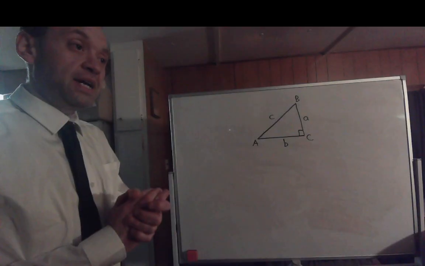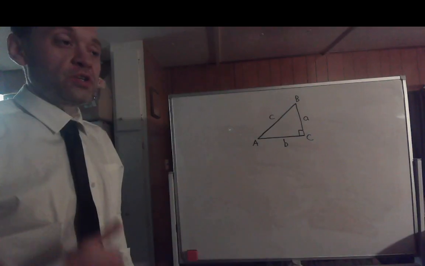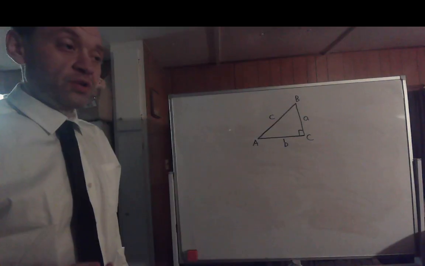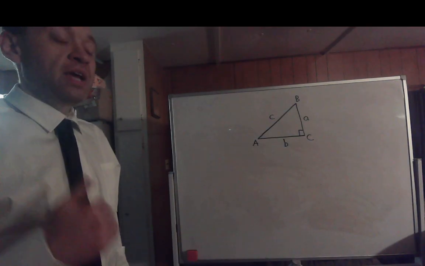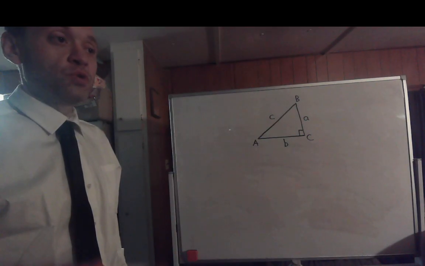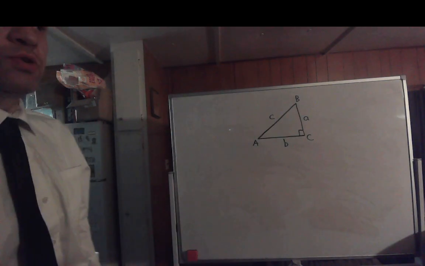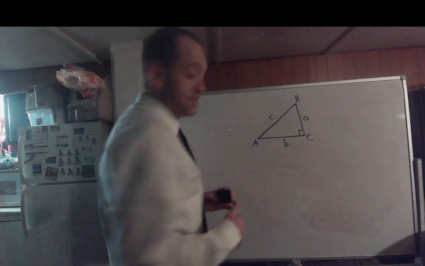Today we are going to apply what we've learned so far in the trigonometry unit. The first part of the lesson is going to be solving right triangles, and the second part of the lesson is going to be finding altitudes of isosceles triangles. So let's get started with the first example.